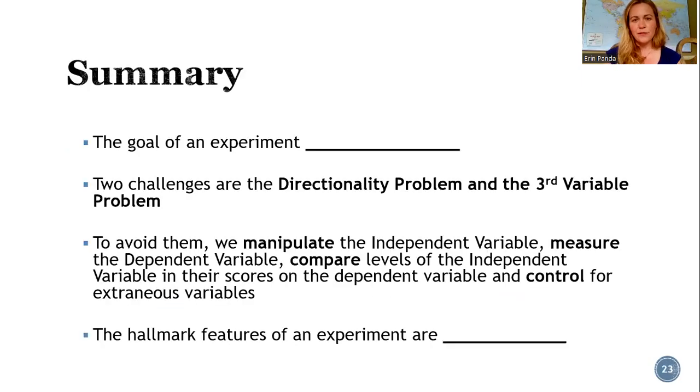So to summarize, the goal of an experiment is to establish a cause and effect relationship. Two challenges to this are the directionality problem and the third variable problem. To overcome them, experiments have 4 elements where we manipulate the independent variable, we measure the dependent variable, we compare levels of the independent variable in terms of their scores on the dependent variable, all the while controlling for extraneous variables to ensure that they don't provide an alternative explanation for our results. The hallmark feature of an experiment are those manipulation and control pieces.